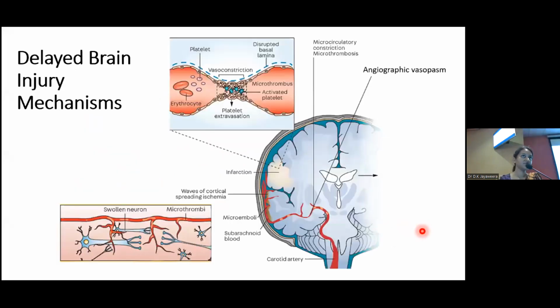Going into the delayed phase, this is the period between 3 days to 3 weeks. The main pathological mechanism is the angiographic vasospasm. This is said to occur in about 70% of patients. What happens is because of the release of hemoglobin and other factors, there is nerve injury which causes depolarization leading to vasospasm. Not only vasospasm, there can be formation of microthrombi, microemboli, and this together leads to waves of cortical spreading ischemia, which can lead to new neurological deficits even after the aneurysm is secured.